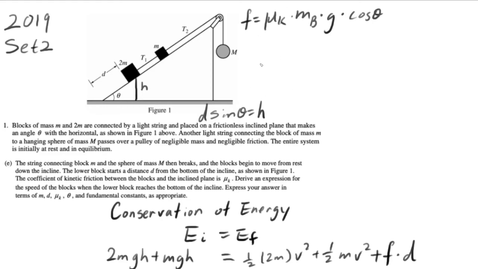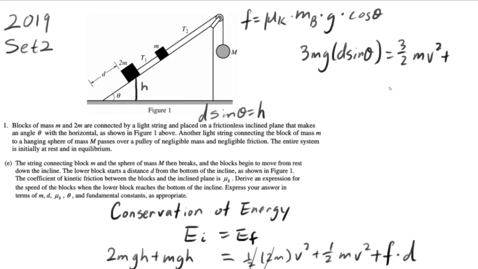So plugging in all these values into the equation below and combining terms, we get that the left side is 3mgh, which can be written as 3mgd sine theta. The right side is, 1/2 and 2 cancel out, mv squared plus 1/2 mv squared, which is 3 over 2 mv squared, plus, so now we have to split the energy loss due to friction from block m and block 2m.